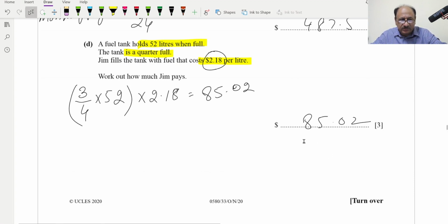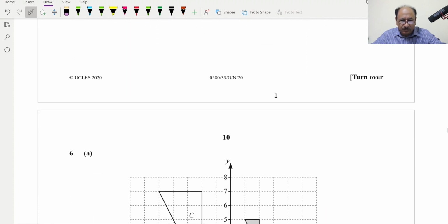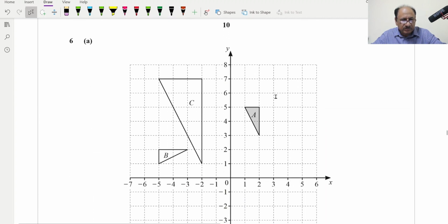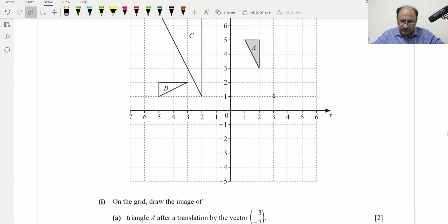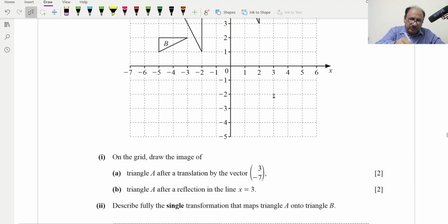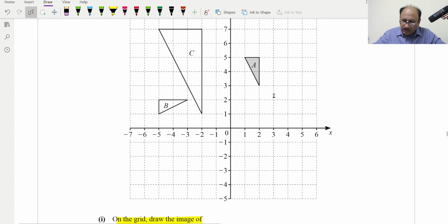These are very easy, understandable questions, 3 marks each. Now question number 6 is transformation. Triangle ABC is provided on the grid. Draw the image of triangle A after translation with the vector (3, -7).